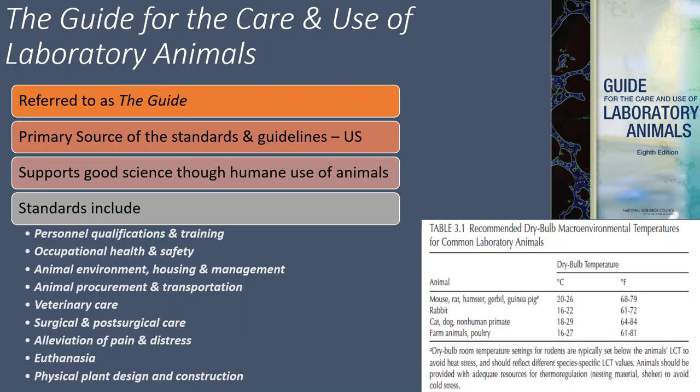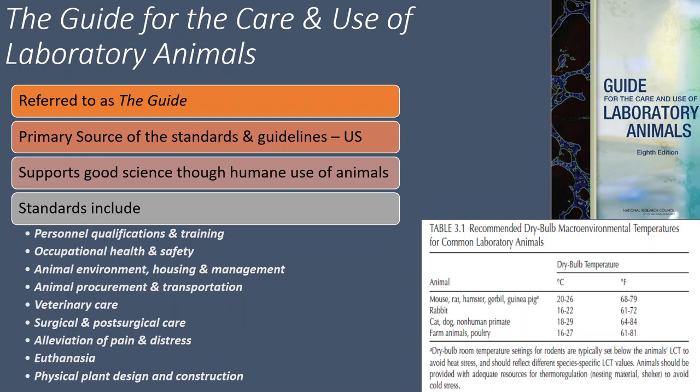The Guide for the Care and Use of Laboratory Animals, often simply called the Guide, is the primary resource for animal care standards in U.S. research. It mandates humane animal use through detailed requirements covering personnel training, occupational health and safety, veterinary care, euthanasia, and even facility design.